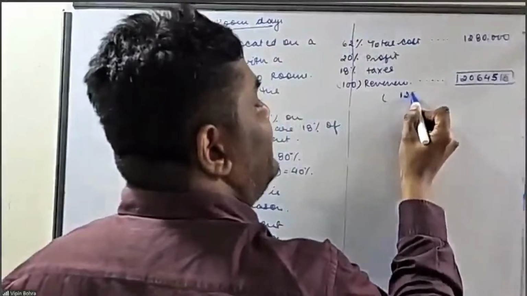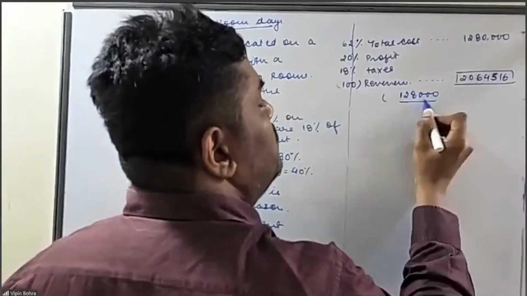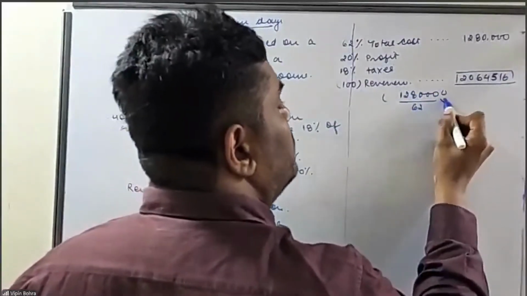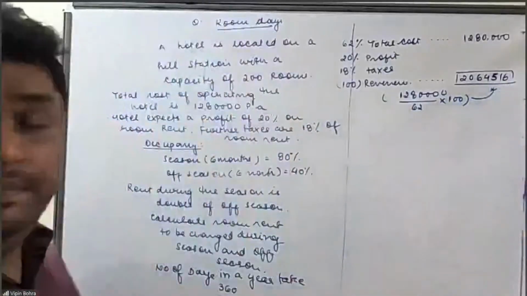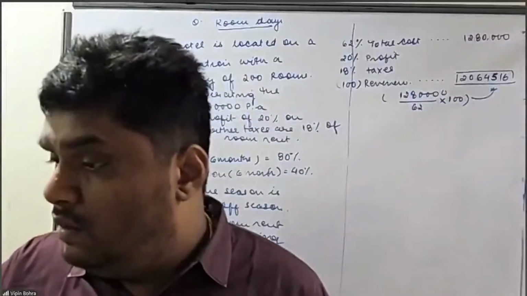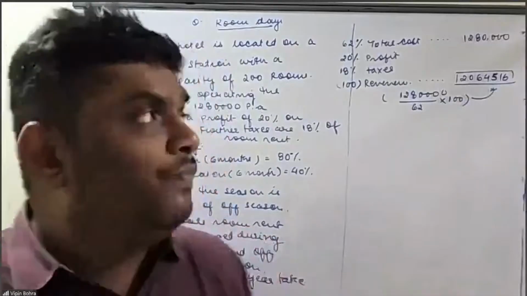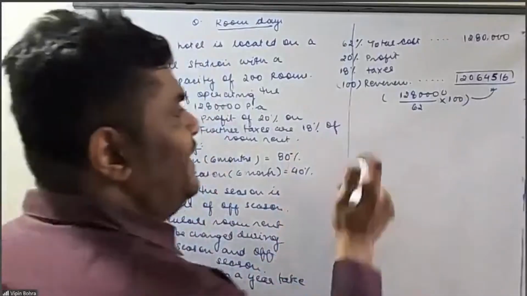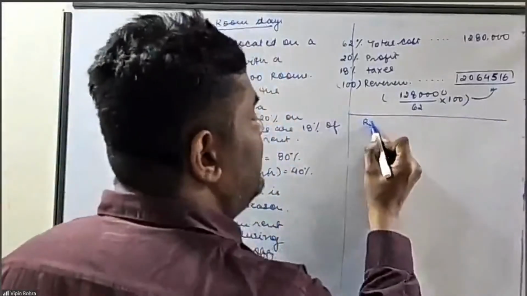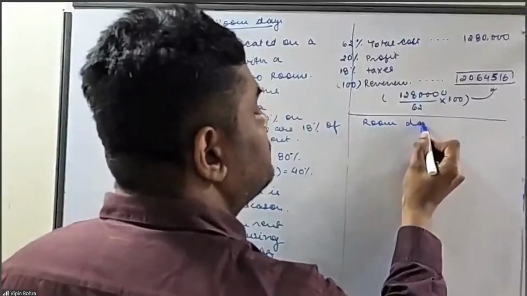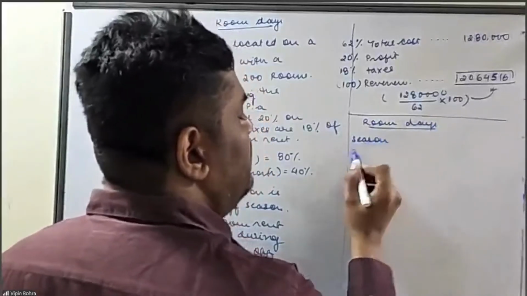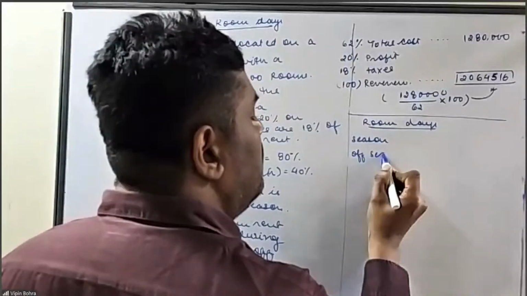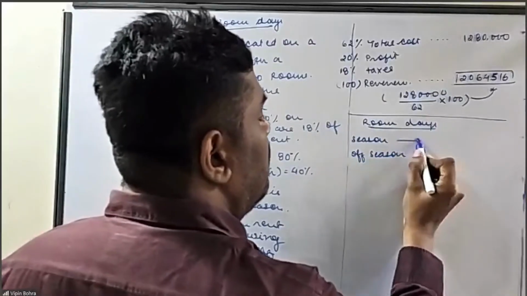So how much will be 100%? 12,80,000 is equal to 62, so how much will be 100? Very good. So this is my expected revenue. Now we will calculate the room days during season and off season.